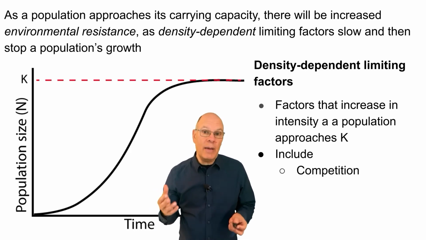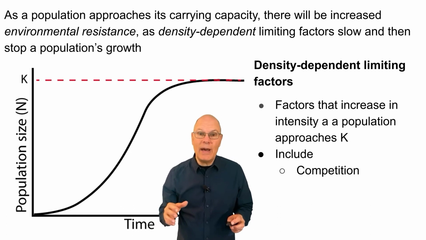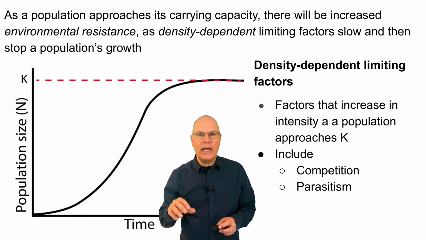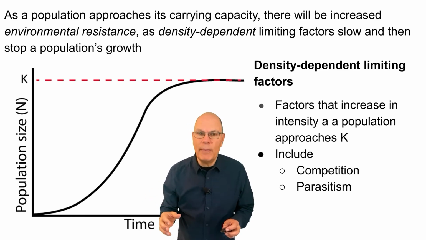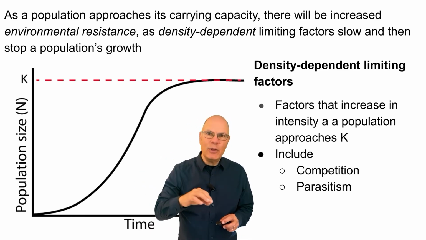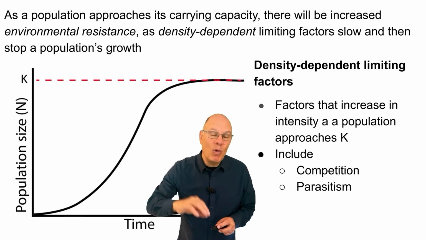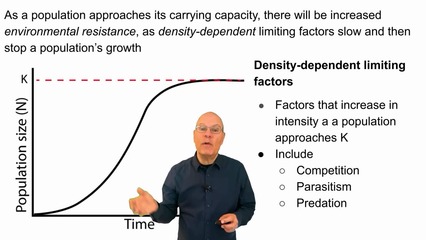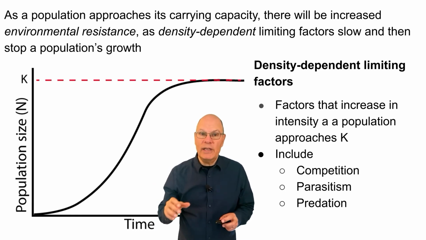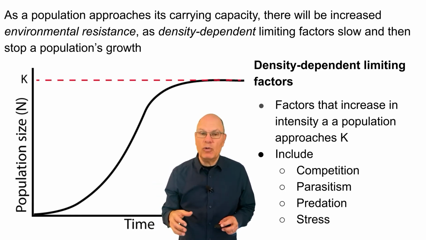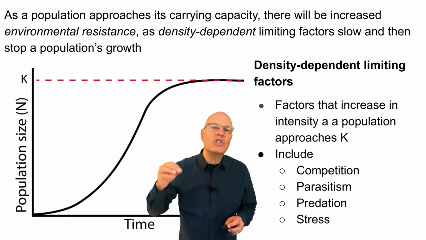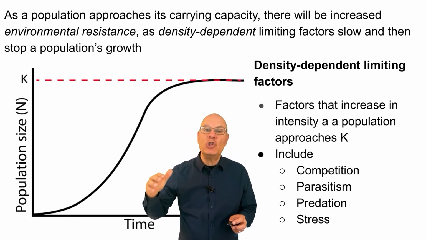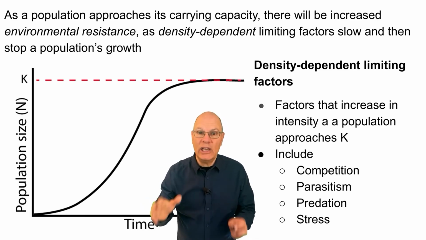They include competition between the individuals in the population for resources. Parasitism, parasites that are parasitizing the individuals in the population, and it gets easy for those parasites to spread from one individual to the next as the population increases. It gets easier for predators to pick off members of the population as the population increases, and it becomes more stressful for the individuals in that population, and that tends to lower their rate of increase.